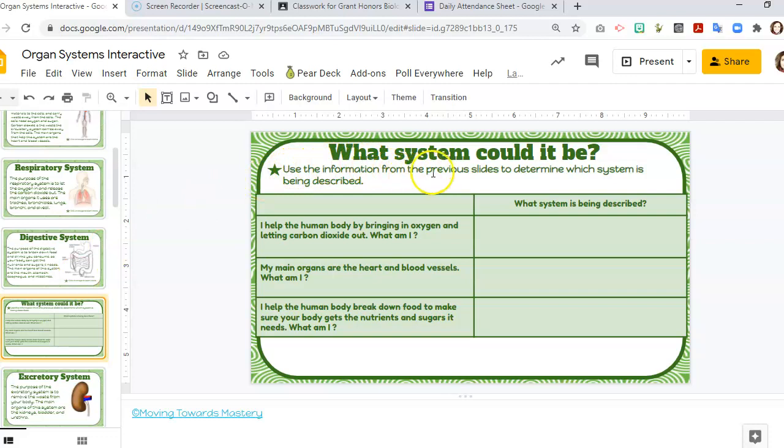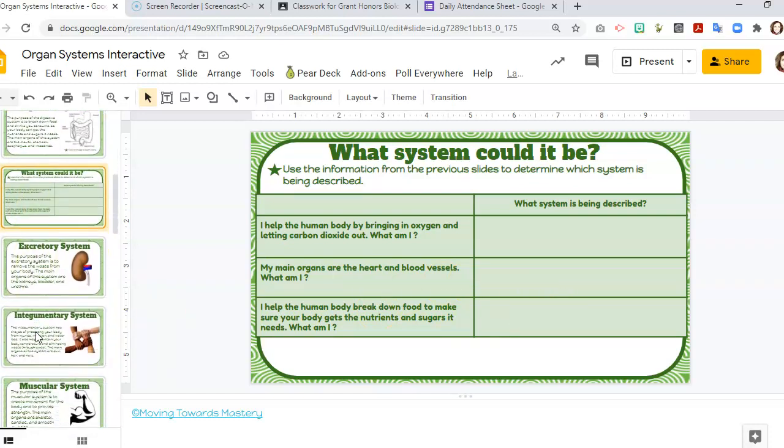So on slide 6, here's what you need to do. You're going to use the information from the previous slides to determine which system is being described. So the first one, I help the human body by bringing in oxygen and letting carbon dioxide out. What am I? So you would describe what system that is. My main organs are the heart and blood vessels. What am I? So over to the right, you would just tell me what system it is. And the last one, I help the human body break down food to make sure your body gets nutrients and sugars it needs. What am I? You describe that here. Pretty simple for slide 6.